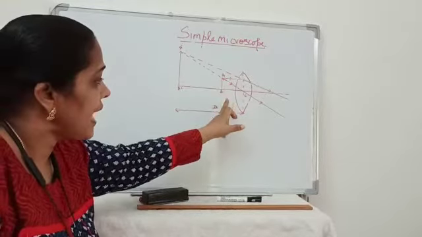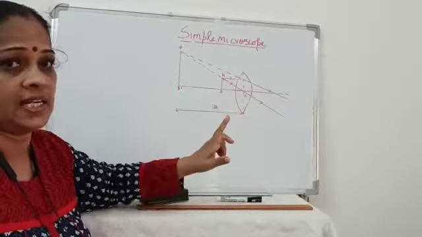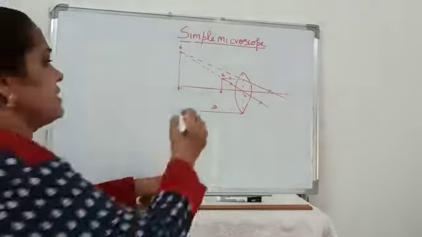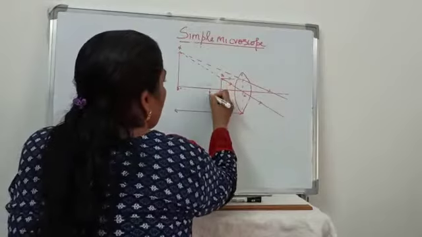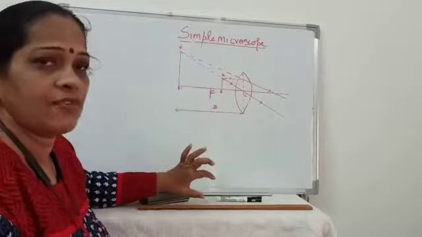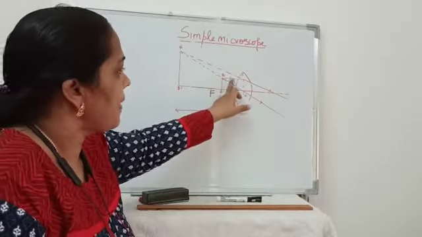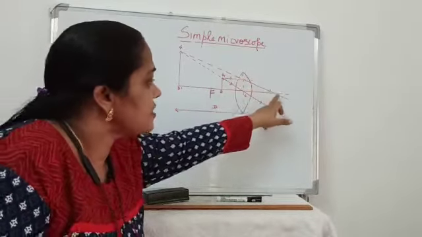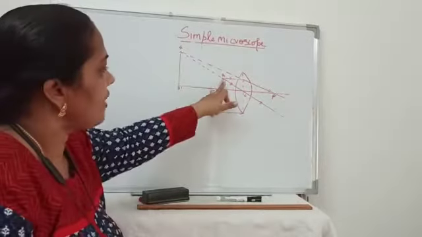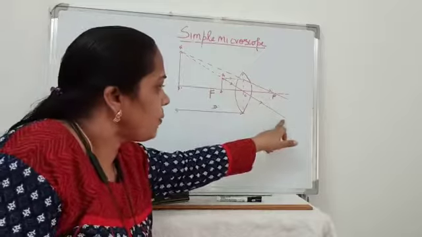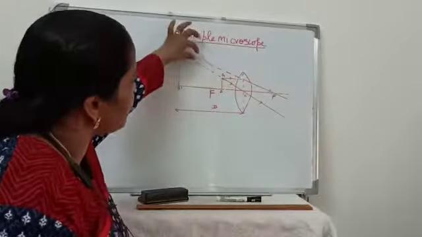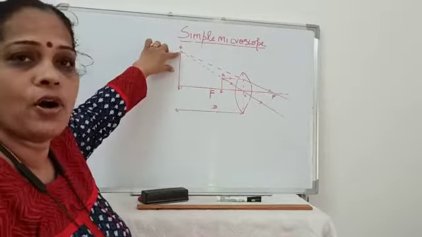A virtual enlarged image can be obtained only if you place the object within the focus of the lens. Suppose this is the focus. See in this figure, the object is placed within the focus. A ray of light parallel to the principal axis, after refraction, passes through the other focus. Another ray of light from A passing through the optic center goes without any deviation. These two rays extend and they meet at the point A dash.